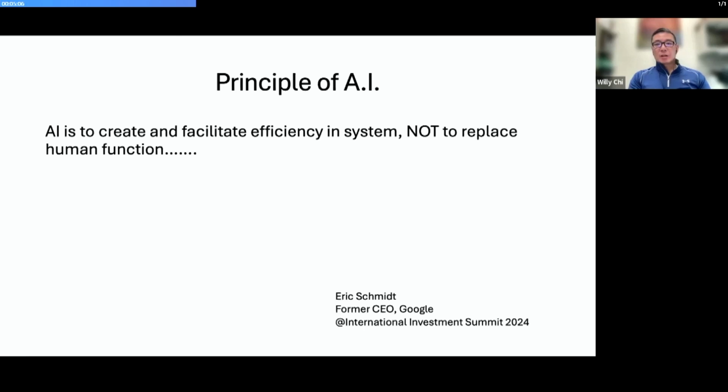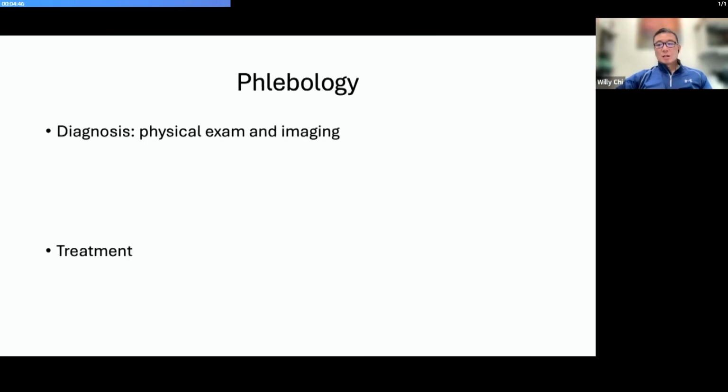As I thought about this topic of AI in phlebology, I remember a talk that I heard from Eric Schmidt, who was the former CEO of Google, gave recently. I think that he has summarized it best. And he said that AI is to create and facilitate efficiency in systems, but not to replace human function, in this case, being physicians.